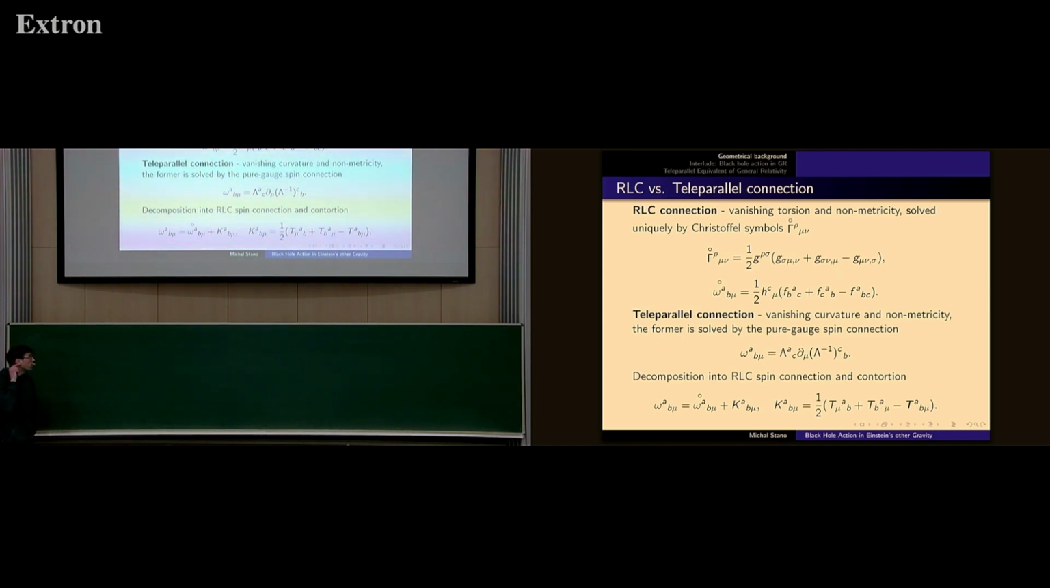At the same time, you can also express the connection coefficients with respect to the non-coordinate basis within the Levi-Civita connection. And in such a case, it turns out that the spin connection will be given in terms of the coefficients of anholonomy.